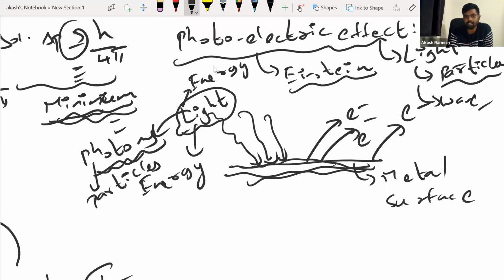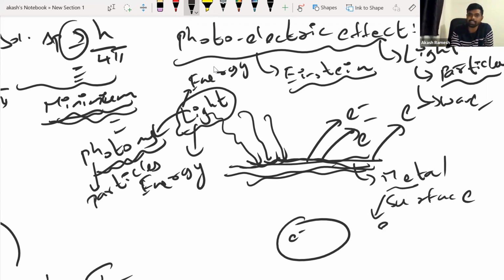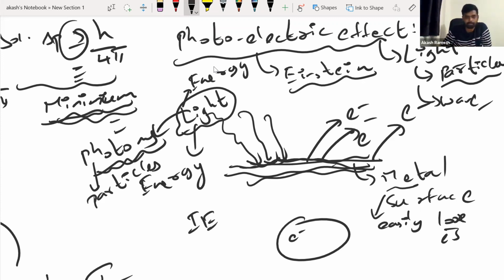Now when this light falls onto the metal surface, assume that this is the metal. I'm just giving you a cross-section view. Assume that inside the metal there are electrons, obviously. And you can understand that metals easily lose electrons, and non-metals easily accept electrons. Anyways, now you know that there is something called ionization energy.